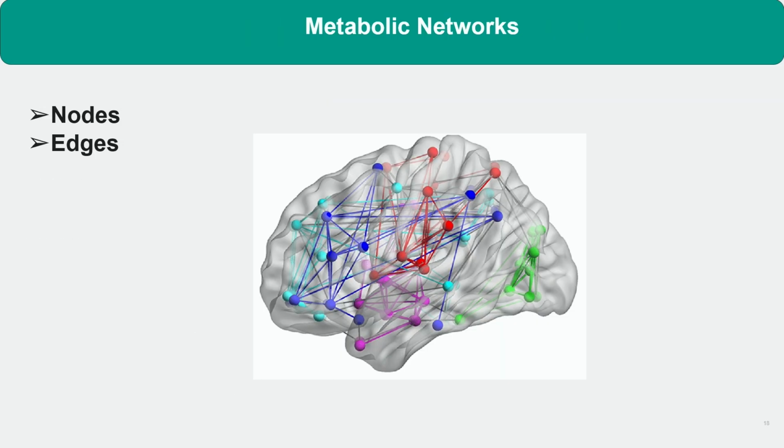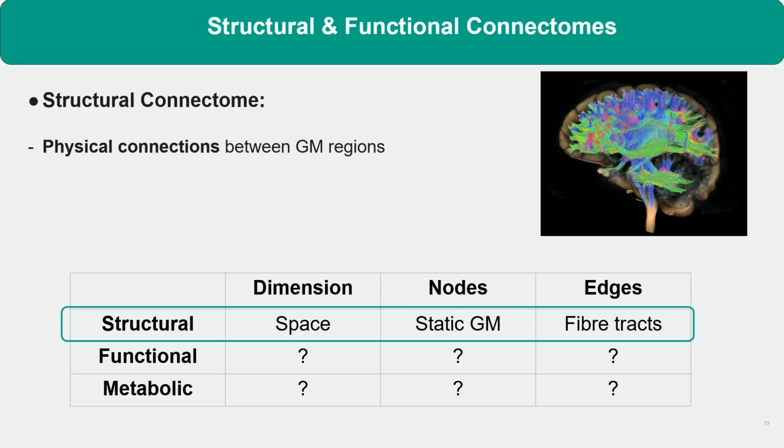Okay, let's get right into it. So to construct the network, we have to define the nodes and then the edges. For a structural connectome, it's easy. We get access to the spatial dimension. The nodes are just the static gray matter regions. The edges are the fiber tracks.